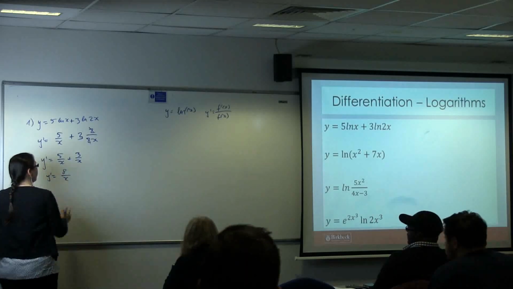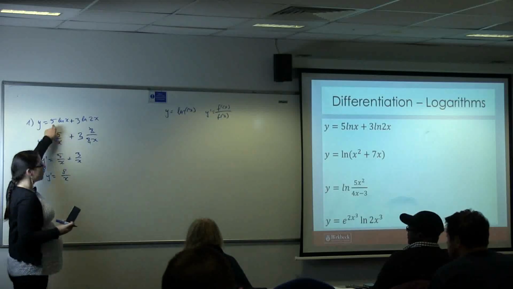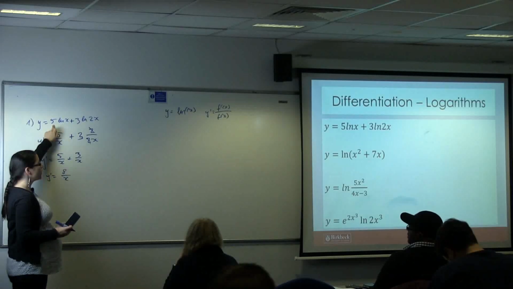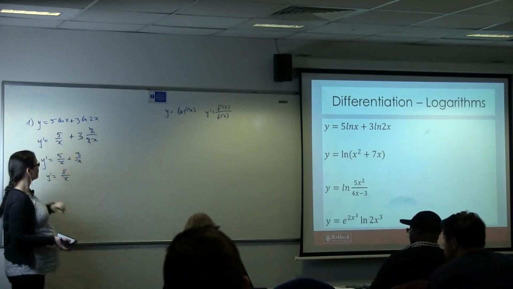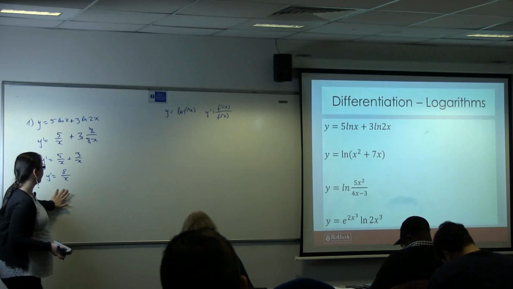Where did you get the 5 over x? The first 5 stays, constant multiplier, yeah. And ln x's derivative is 1 over x. Yeah, oh yeah. Sorry. No worries. Okay.